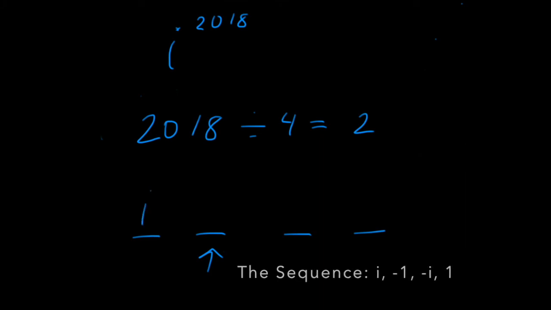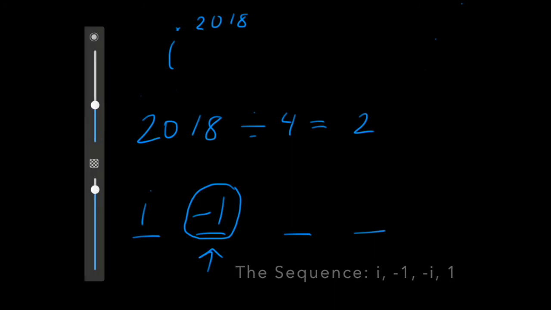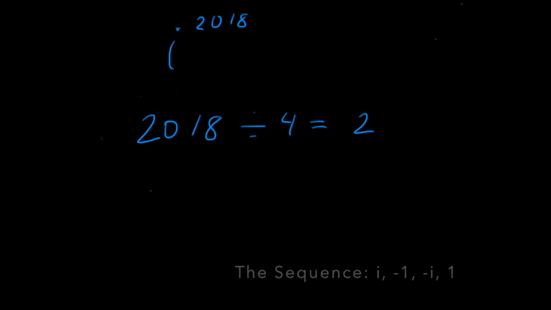So our sequence was i, then i squared is -1, so -1 is our answer. i to the 2018th power is -1. And we've solved it. So to summarize all this up, i to the power of a number, let's say n, is the same thing as i to the power of the remainder when n is divided by 4, the remainder of n divided by 4.